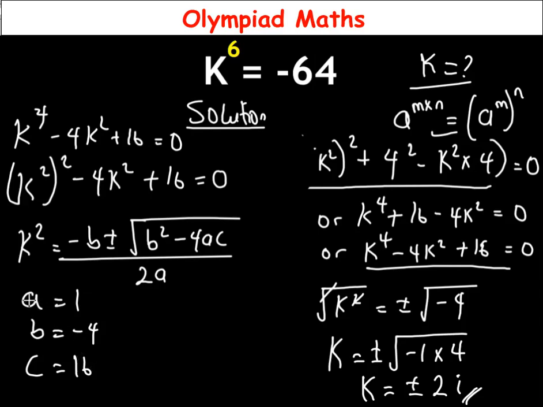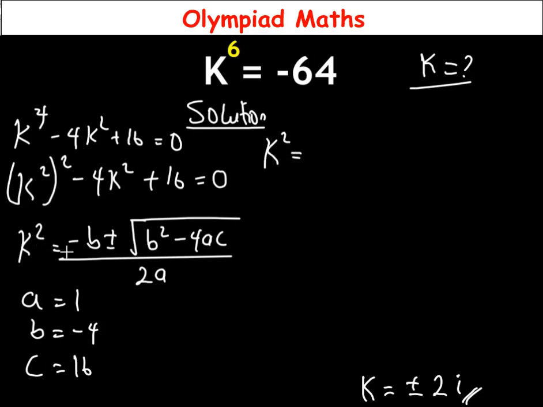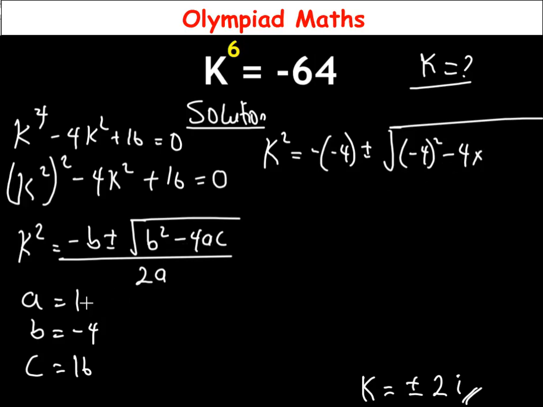So applying the values of a, b, and c into the equation, let's then solve for the value of k squared. k squared is then equal to minus b, which is minus 4, so in brackets minus 4, plus or minus the square root of b squared, so in bracket minus 4 all squared, then minus 4 times a, which is 1, so 1 times c, which is 16, all over 2a, 2 times a is 1, right?